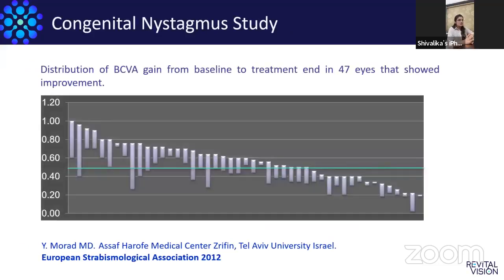Here's a distribution of best corrected visual acuity from baseline to after treatment in the congenital nystagmus study. You can see most of the patients have actually improved. This green line is your functional vision line, and you can see most of the patients have crossed that line. When we say that we give you an improvement of 2.5 lines on an average, you can see a few of these patients improving more than 2.5 lines, approximately 4 to 5 lines after the Revital Vision sessions.